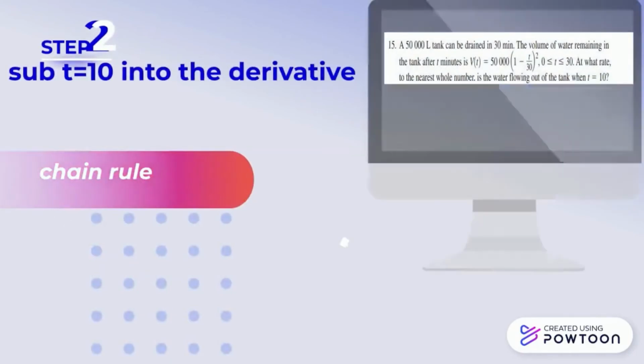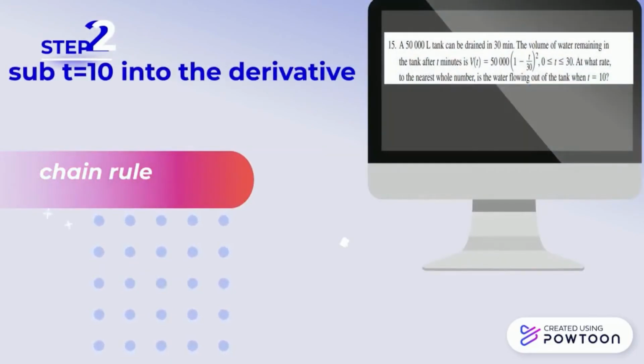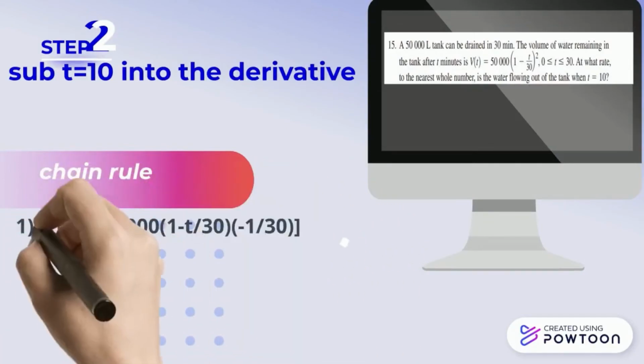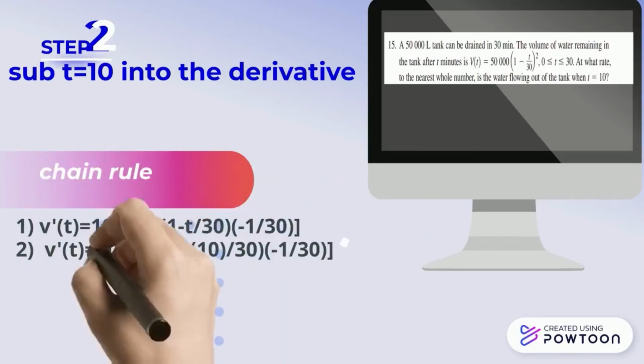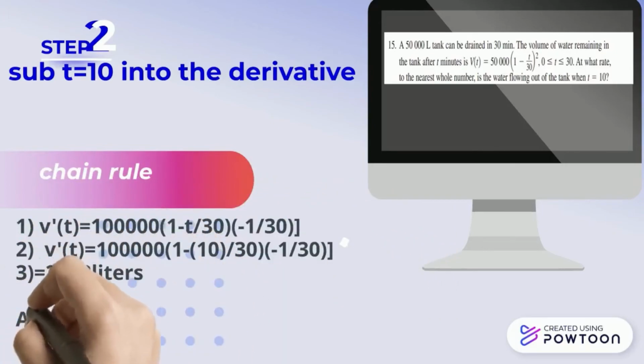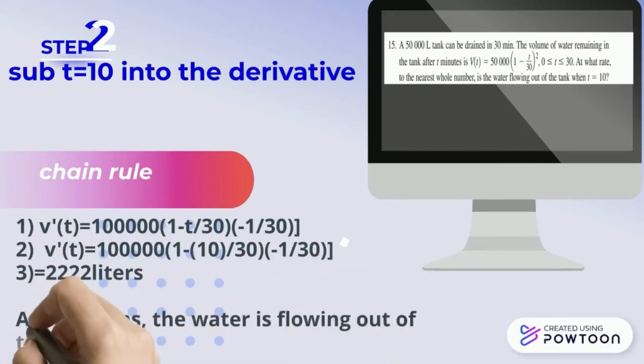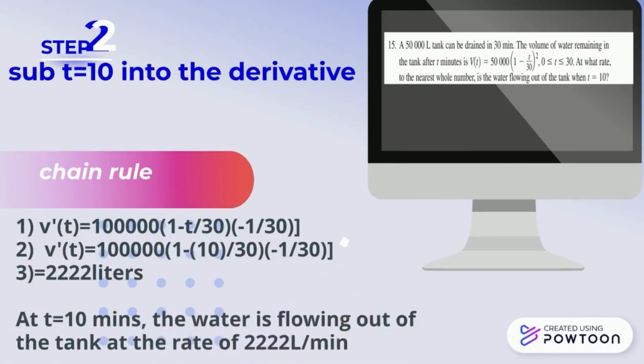Step 2. Upon finding the derivative of the function, sub t equals 10 into the derivative. Part 1. The derivative is 100,000 times (1 minus t over 30) times (negative 1 over 30). Part 2 is the substitution of t equals 10 into the derivative. Part 3 is the answer. The answer is 2,222 liters. At t equals 10 minutes, the water is flowing out of the tank at the rate of 2,222 liters per minute.